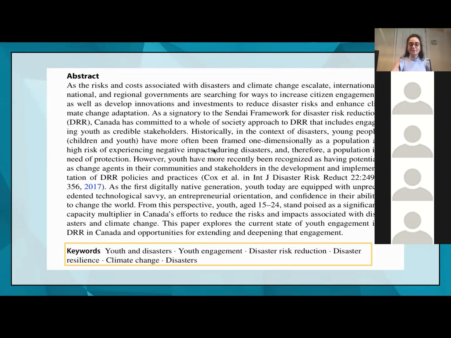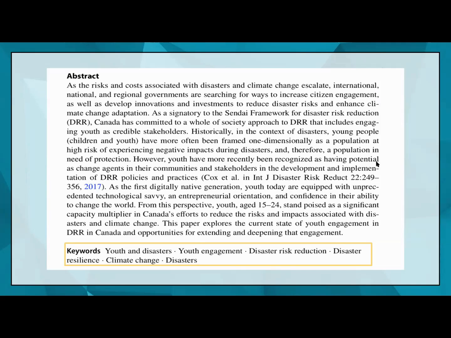background information. And then it's going into the history of it, again, some more context, talking about who the population is. So youth have been recently recognized as having potential as change agents in their communities and stakeholders. So this is very much in favor of youth and the movement and making changes for DRR policies. And then going on further to talk about who the target is, specifically 15 to 24-year-olds, and then telling you what the paper is going to explore.